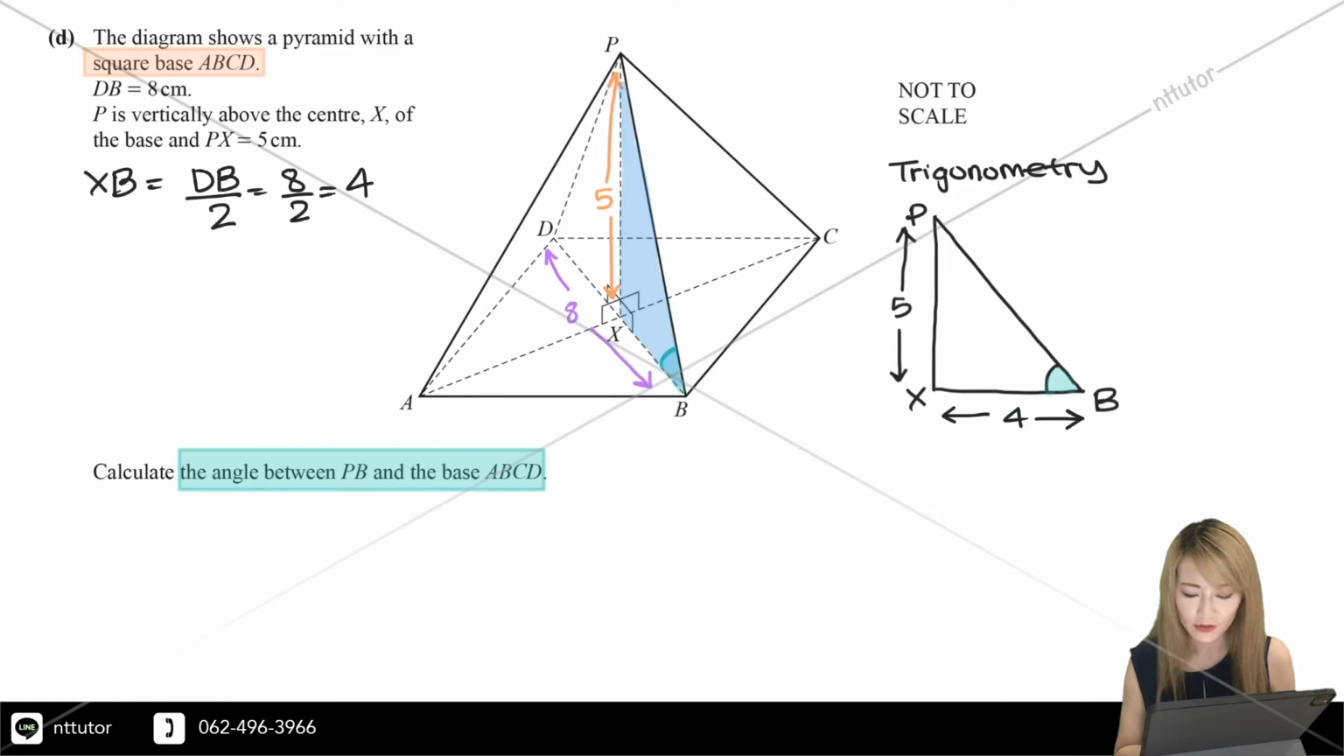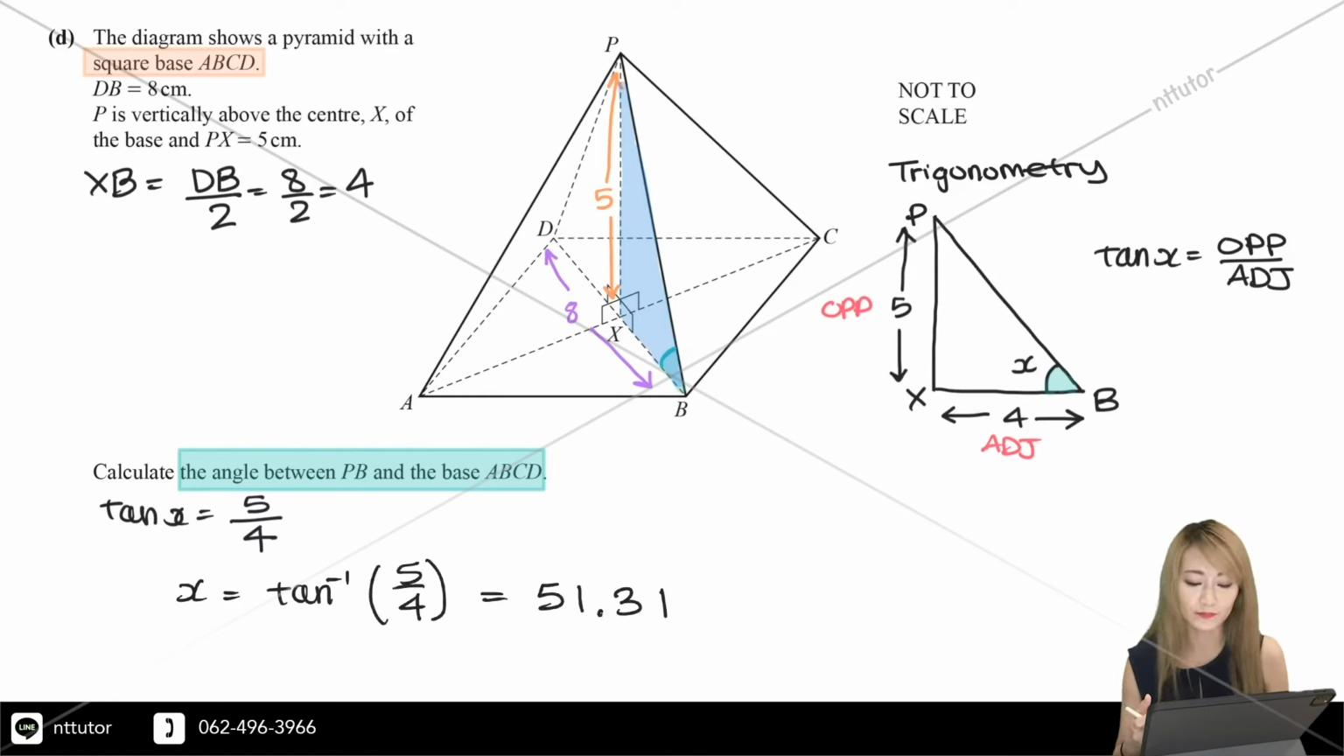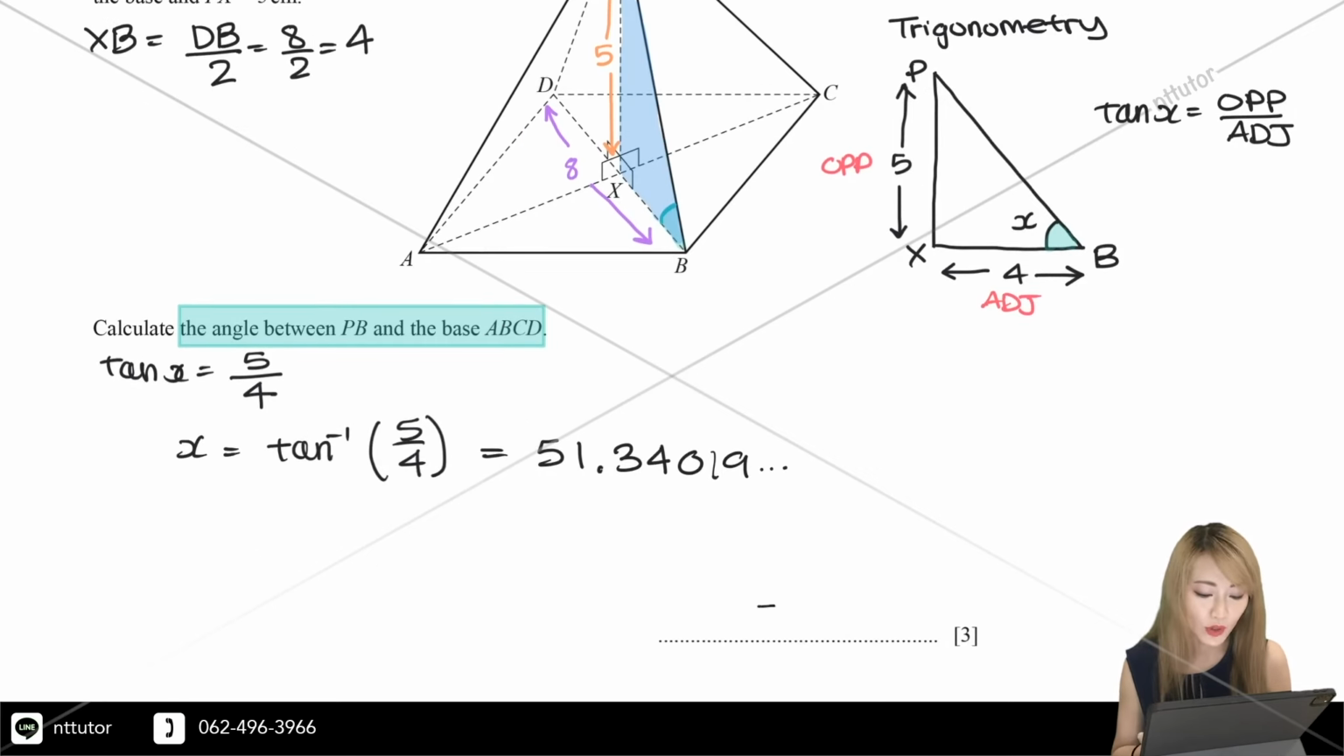So for this triangle, if I label that angle X, we have the opposite side and we have the adjacent side. So we can use tan to find the value of X. This means that tan X is equal to opposite over adjacent. So tan X equals 5 divided by 4. 5 is opposite, 4 is adjacent. And then we can find X by doing inverse tan. So X equals inverse tan of 5 over 4, and that equals 51.340, and so on. For angles, we need to round to one decimal place. So that's 51.3.